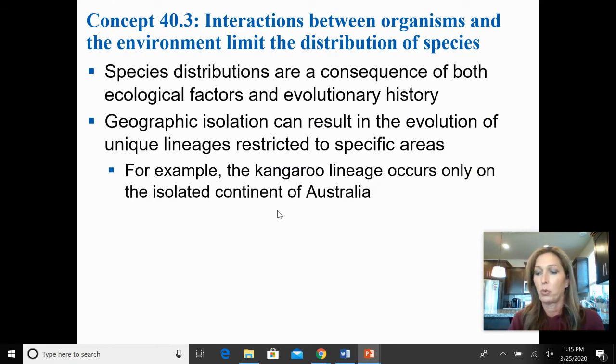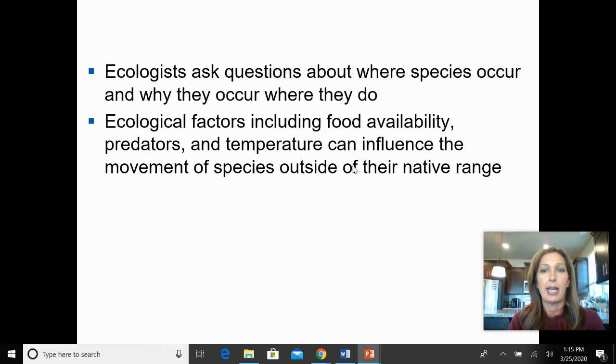In chapter 40.3, this is when you're talking a little bit more about dispersal and distribution. So interactions between organisms and the environment limit the distribution of a species. When we talk about the distribution of a species, this is where we would find them. There are ecological factors, there's evolutionary history. Here they're giving you an example of why kangaroos are only in Australia. Australia is a continent that's not connected to anything else, so it's a geographic type of isolation. That would be an abiotic factor that is influencing that distribution.